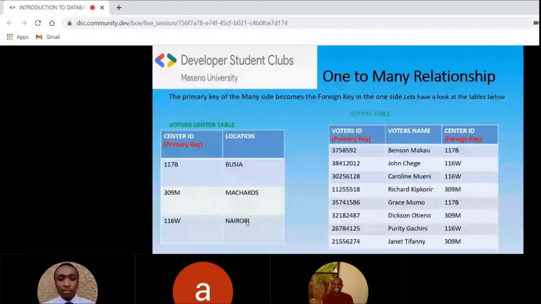So we have said the voting center is the side that has many voters. The primary key of that table, voting center, will be the foreign key in the voters table, as you can see in the explanation on the slide on the screen. It's very clear from there. I hope we are good to go.